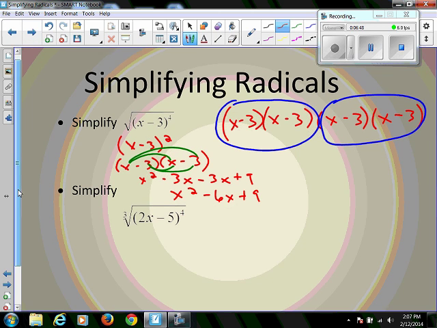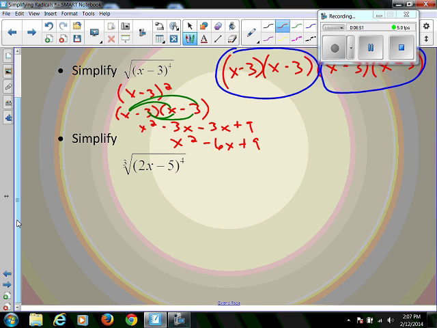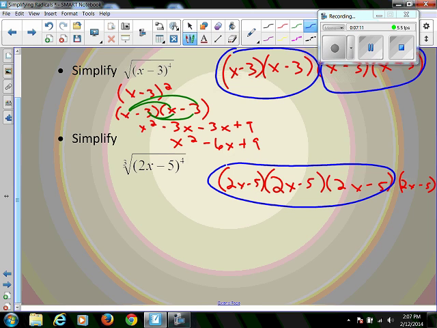All right, let's look at my next one. I have 2x minus 5 four times. I want groups of 3 this time because my index is 3. I have one group, so that goes outside. And I have one that remains underneath the radical. There's my answer. Check it using your calculator.